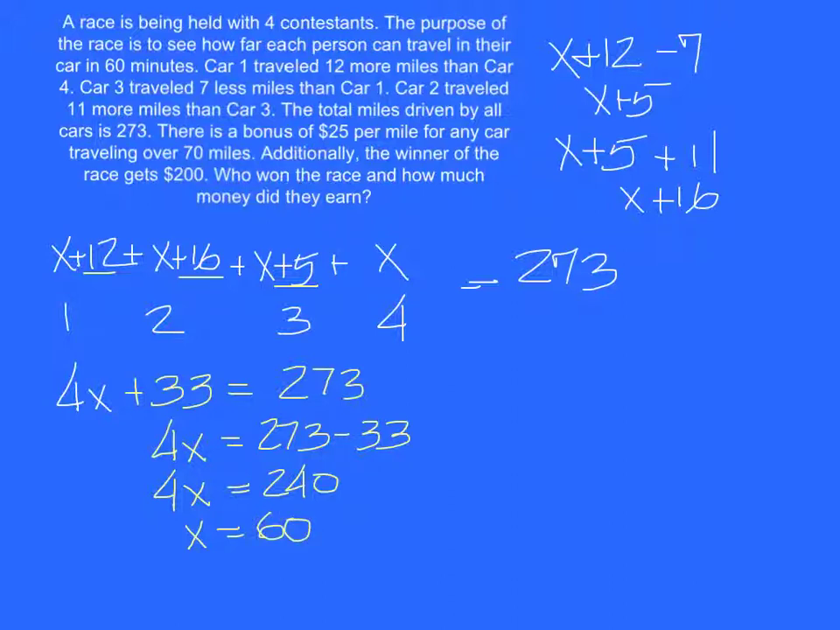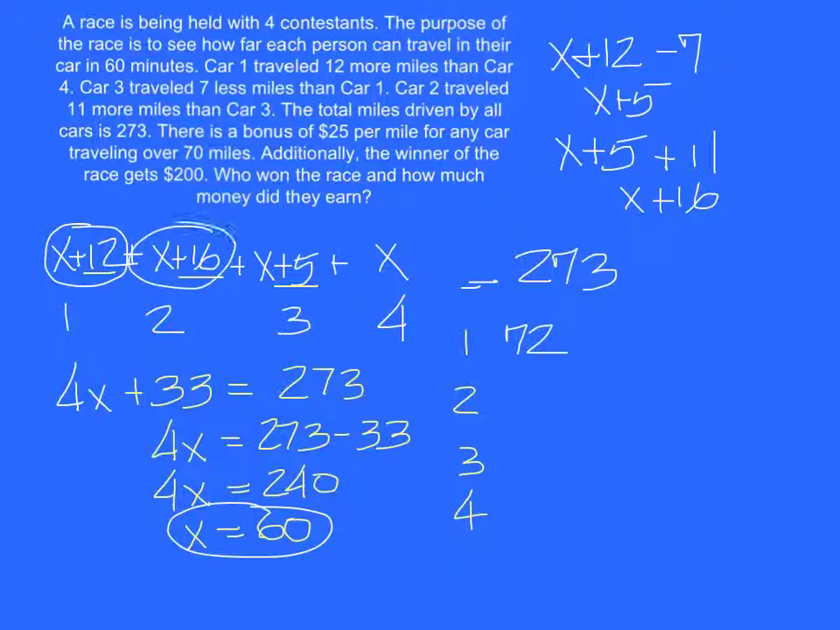Okay, we have to find out who won the race. And we have to figure out how many miles that they earned as well. So we'll make a little chart here down the side, 1, 2, 3, and 4, and start with the number of miles driven. So if X is 60, what did car 1 drive? 72. And car 2 is X plus 16, what did they drive? 76. And car 3 is X plus 5, what did they drive? 65. And what's car 4?